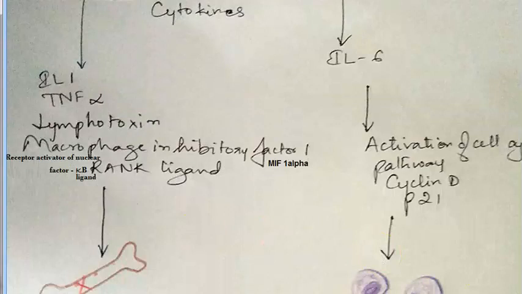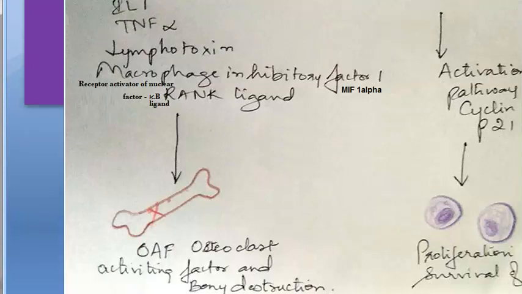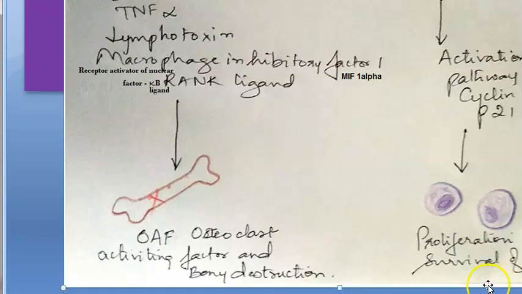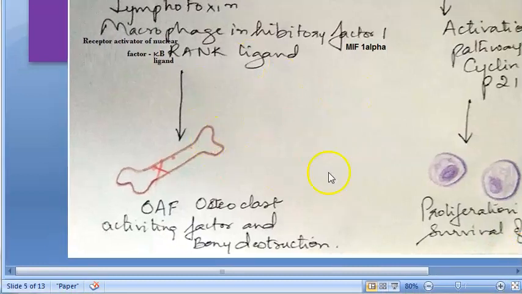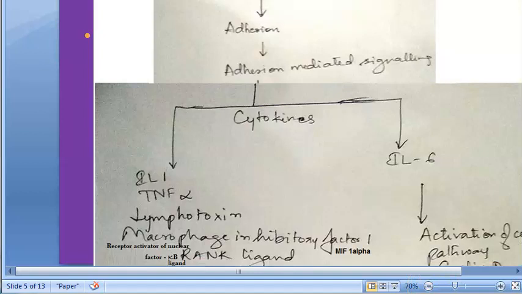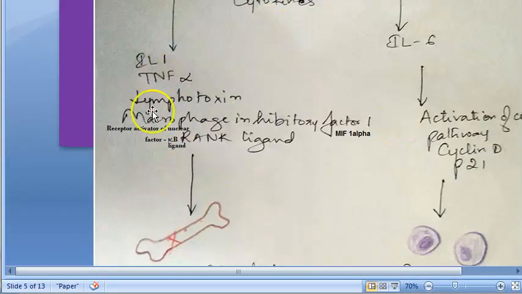Here you can see. Receptor activator of nuclear factor kappa B ligand, okay, RANK ligand. So all these are going to do what? They're acting like osteoclast activating factor and hence there will be bone destruction. Is this clear? So did you understand this part of the chart? So we have finished cytokines, interleukin 1, etc. So OAF and bone destruction, this we have finished.